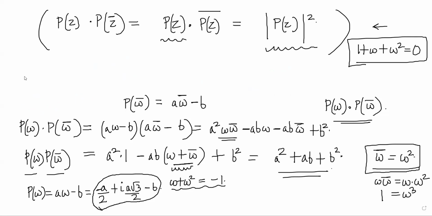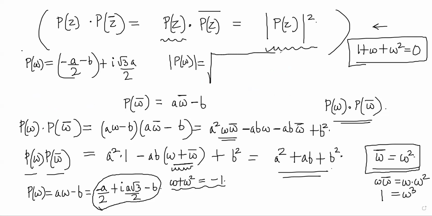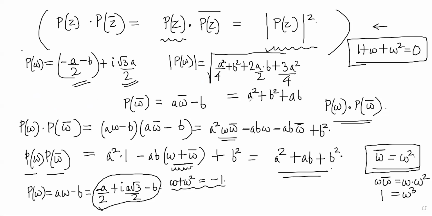We have basically PW is equal to minus a by 2 minus b plus i root 3 a by 2. So mod of PW is equal to the square root of this square plus this square, right? So this will be a square by 4 plus b square plus 2a by 2 into b plus 3a square by 4. So see what we are getting: a square plus b square plus ab under the square root. So the square of that whole thing is a square plus ab plus b square.